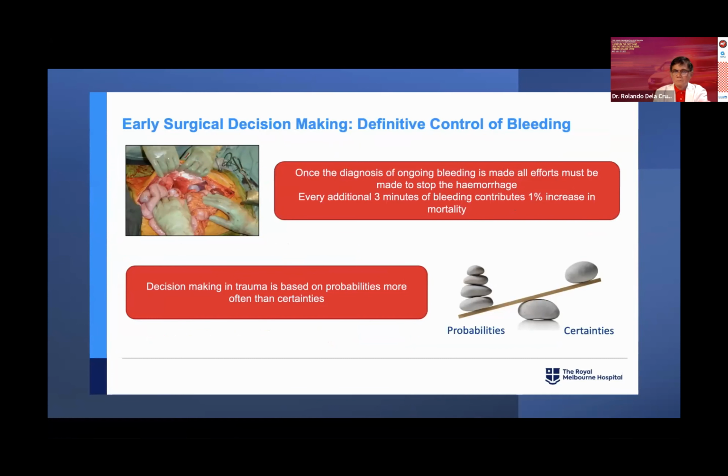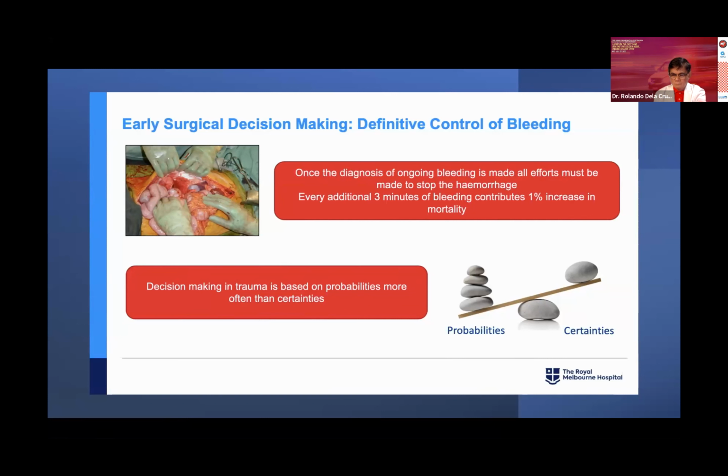Much of early surgical decision making is really important in trauma, which is, I guess, pretty obvious, particularly to the audience that we have here. Once the diagnosis of ongoing bleeding is made, however, all efforts must be made to stop it. Every additional 3 minutes of bleeding, we think, still contributes to approximately a 1% increase in mortality. Now, having said that, decision making in trauma is based on probabilities more often than certainties.